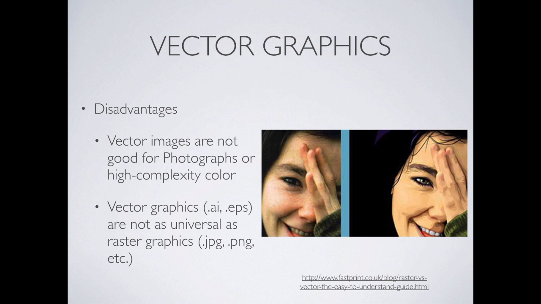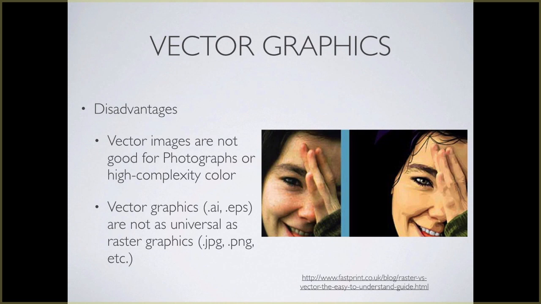Disadvantages, on the other hand, is they're not good for photographs. So we see over here, I have a photograph on the left, and then I have the vector conversion of the photograph on the right. If we look at these two examples, look, for example, under the eye at the subtlety of the shadows in the wrinkles, etc. If we look at it here, it's much more blocky.